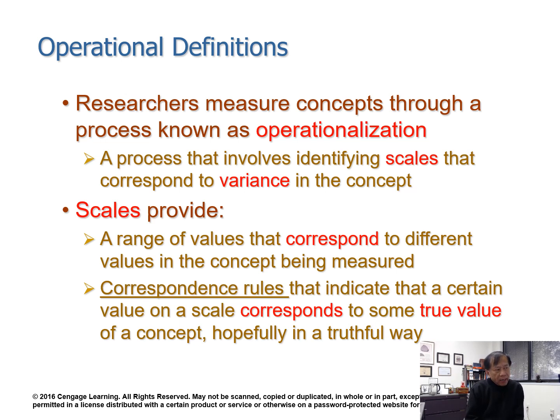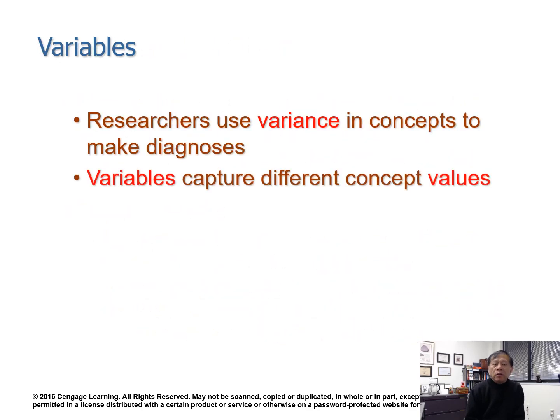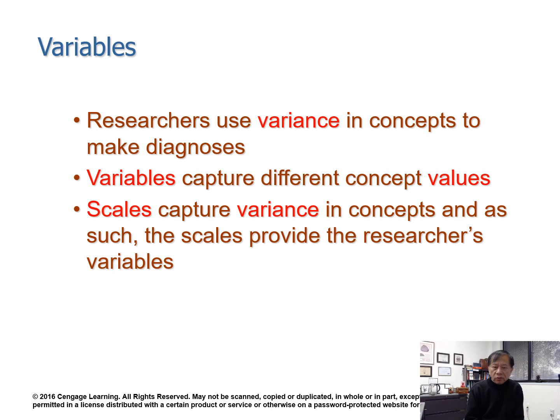Correspondence rules indicate that a certain value on the scale corresponds to some true value of the concept, hopefully in a truthful way. Okay? That's scale. Variables: we use variance in concepts to make diagnosis, and variables capture the different concept values. Scales capture variance in concepts, and as such, the scale provides researchers variables.